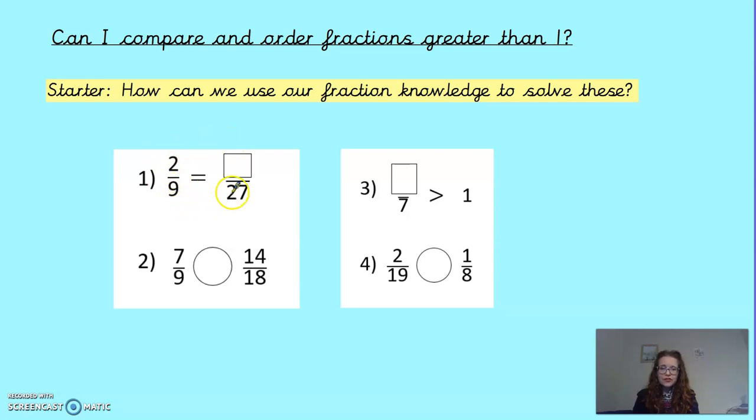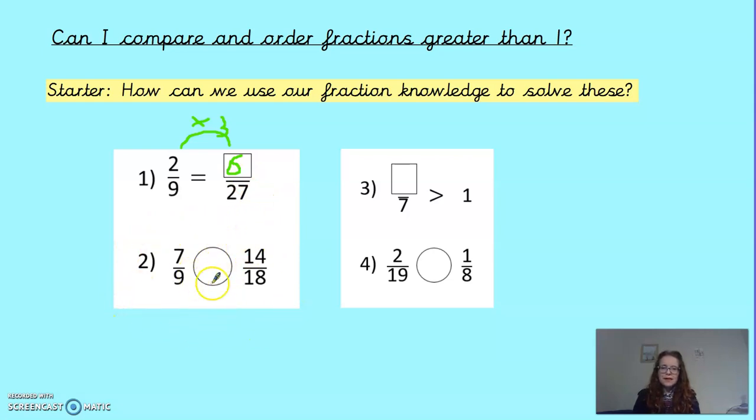So what calculation did we do to get from 9 to 27? Yeah, we did 9 times 3. So that means our top number also has to times by 3. Okay, 2 times 3, nice and simple, is 6. So our number here is 6/27. Our fraction is 6/27.